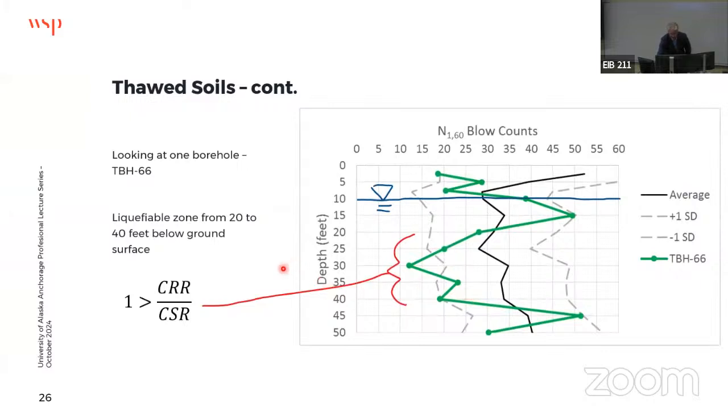Now, when I take a look at just one boring here, boring 66, it has this zone of really loose, low blow counts, and basically we have a factor of safety less than 1 in this 20 to 40 foot range, right? And this is just one example of the many thawed soils.